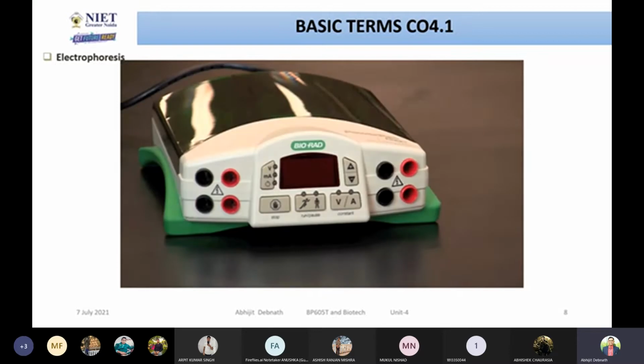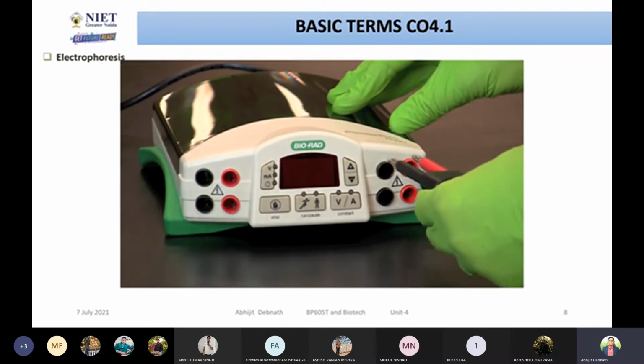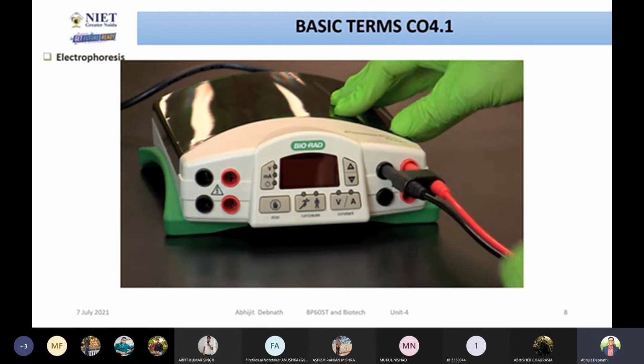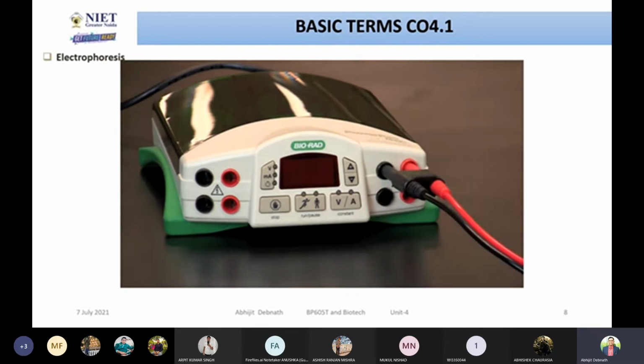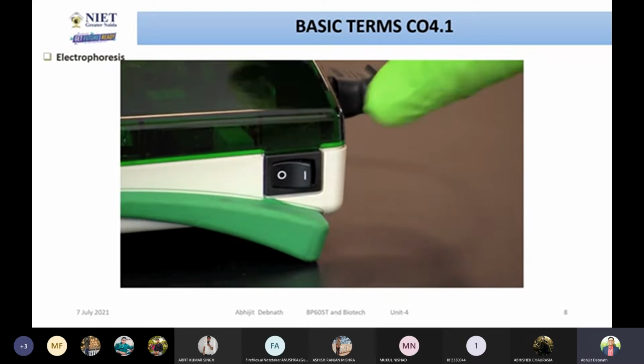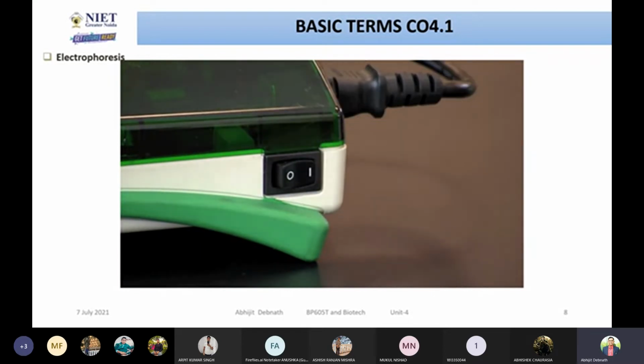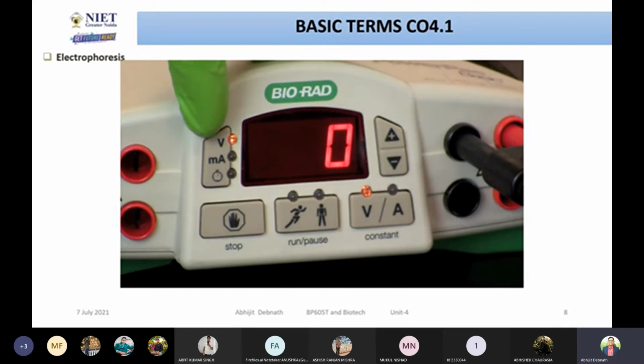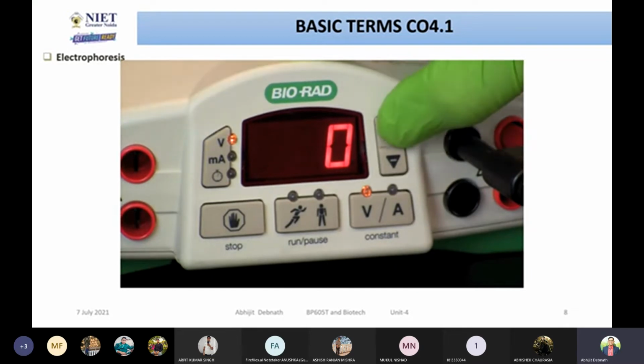Connect the electrodes to the power supply, again making certain the electrodes match the terminals on the power supply, red to red and black to black. Switch the power supply on, then set the correct constant voltage for running the samples. See your lab protocol for this information.